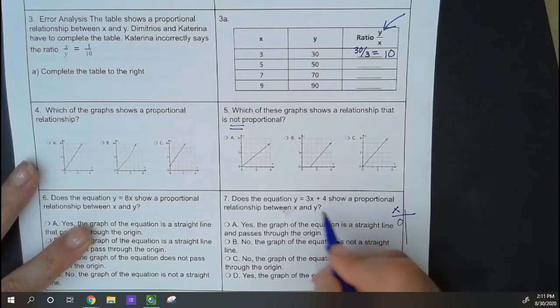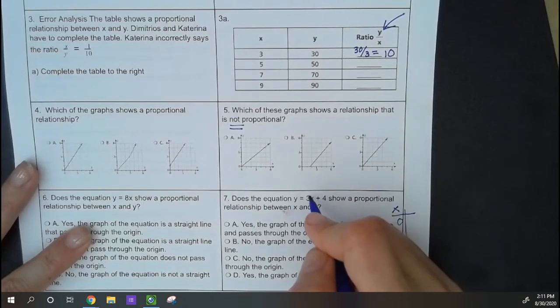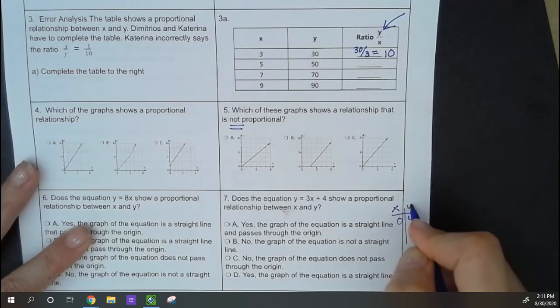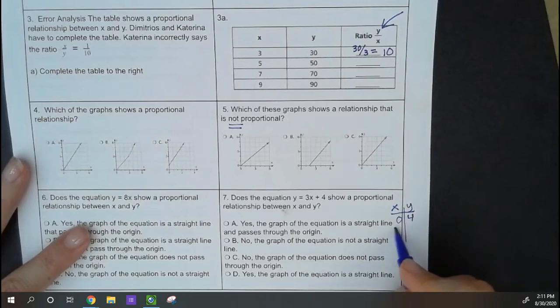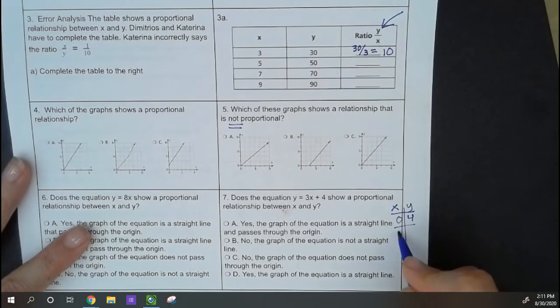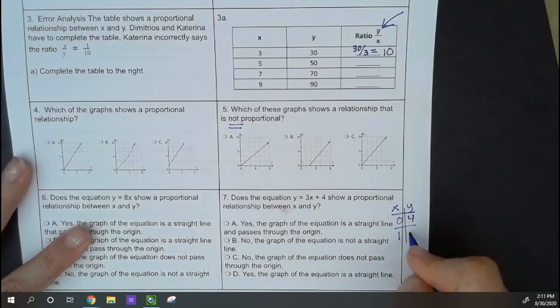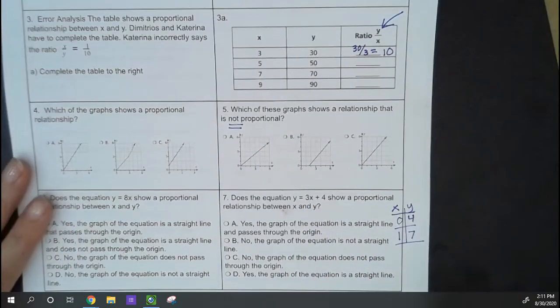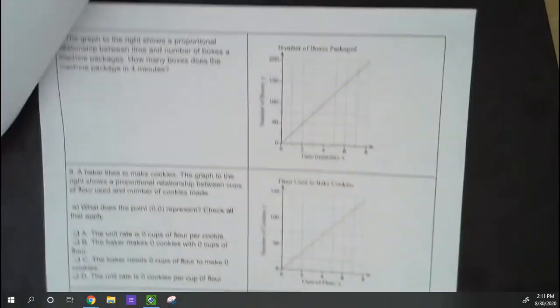When you plug in 0 here, you would get 4 for your y. So this problem would graph as being a straight line, but it wouldn't go through the origin. When you plug in 1, you'd get out 7. Let's look at a couple others.